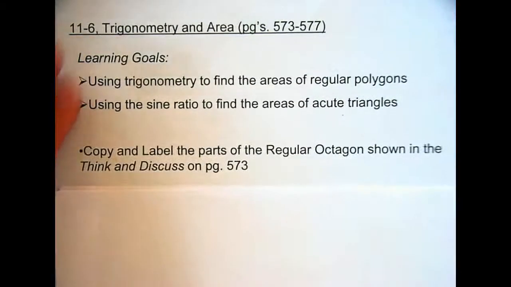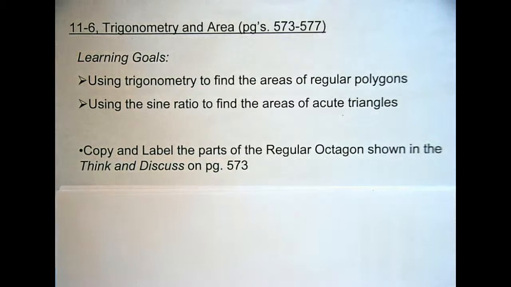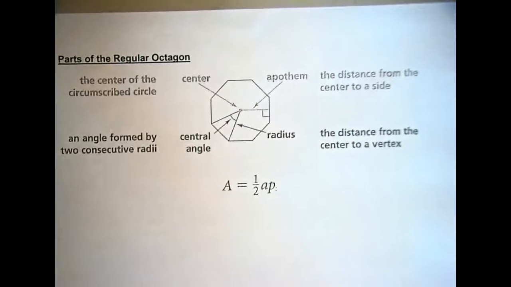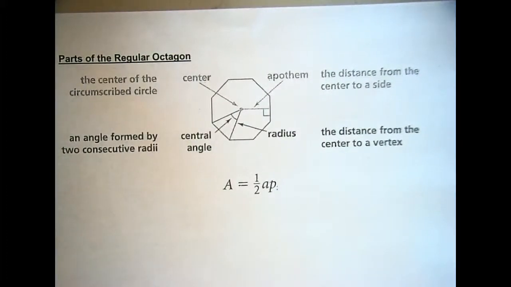Okay, so we're going to copy and label the parts of a regular octagon. It's on page 573, but since I had you not get textbooks today, I'm going to put the picture up here for you. So those are the different pieces that we need to have copied down and defined, and then the area of a regular anything, any regular shape, is area equals 1/2 AP. So this works for any regular polygon.